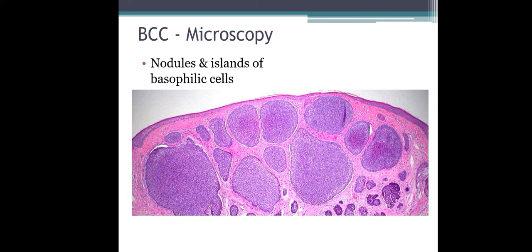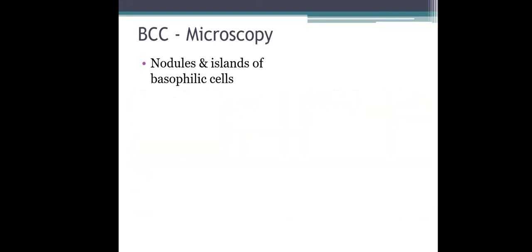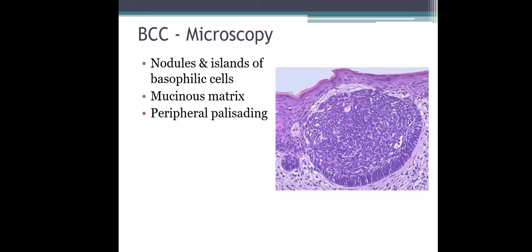So what is the microscopic feature? You will see skin with underlying carcinoma which is arranged in the form of nodules. You can see big blue nodules in the dermis, and they are all blue cells, basophilic cells. Sometimes you can get a mucinous matrix. Another important feature to note, you have to note a few points in each carcinoma. In basal cell carcinoma, it is nodules of basophilic cells with peripheral palisading.